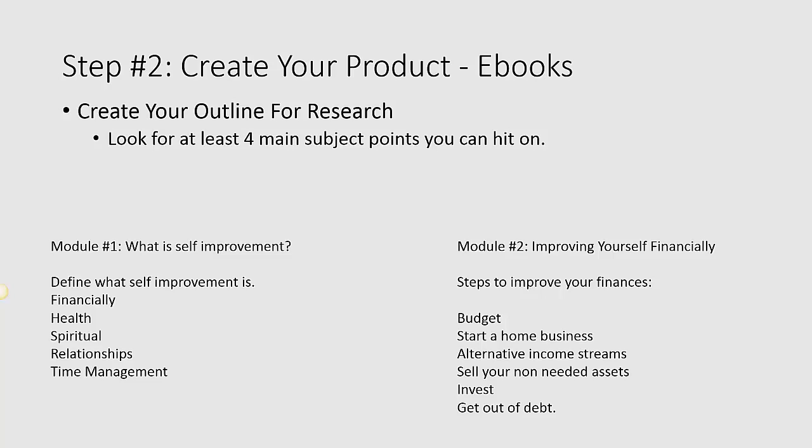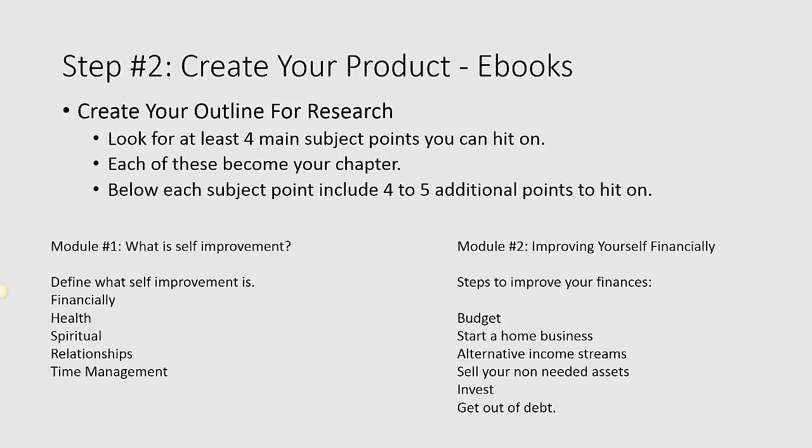So you want to look for at least 4 main subject points that you can hit on within your ebook, because each one could become about 5 to 10 pages each, which will get you to that target goal of 25 plus pages for a good, well-rounded ebook. Each one of these modules or main subject points would become like your chapter. And below each subject point, you want to include 4 to 5 additional points to hit on, and that'll give you additional writing points when you're creating your ebook.